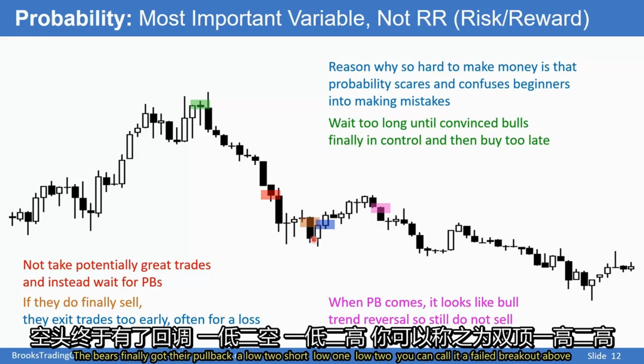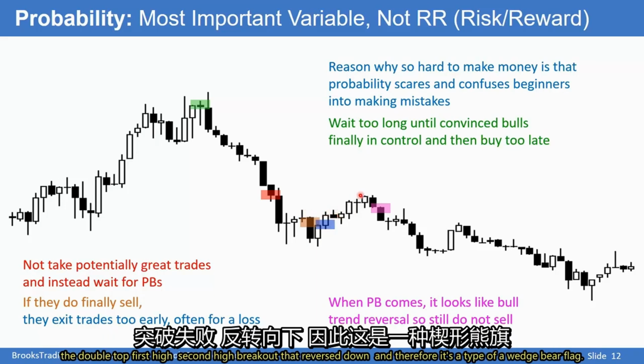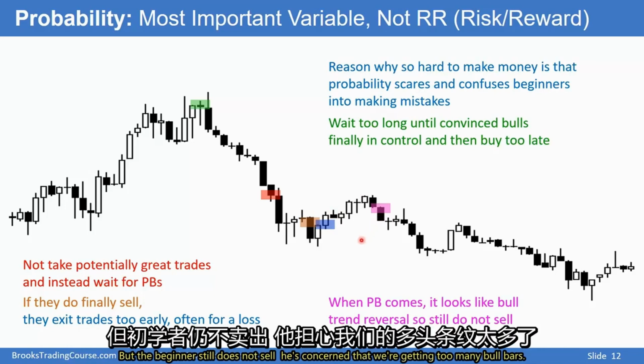The bears finally got their pullback. A low two short, low one, low two. You can call it a failed breakout above the double top. First high, second high, breakout that reversed down, and therefore it's a type of a wedge bear flag.